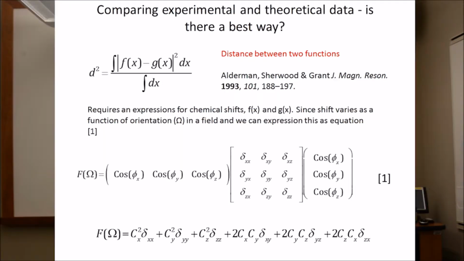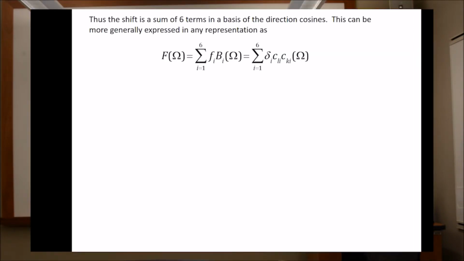If we talk about the tensor being projected along the different direction cosines, we can get this expression here. And it's just, the c's represent the cosines just for shorthand. And this is a function that tells us what the shift does in terms of orientation. We can write this more simply as this sum of 6 terms. And we can think of putting this in the equation.